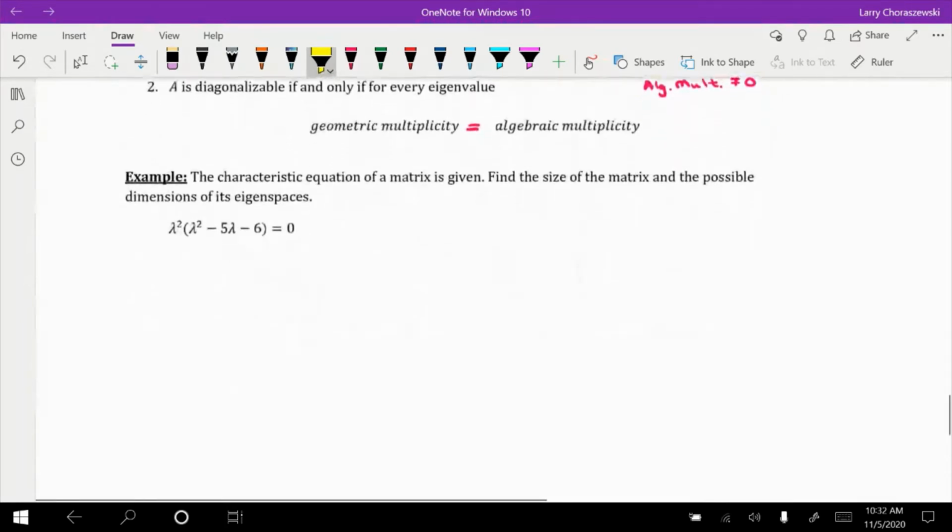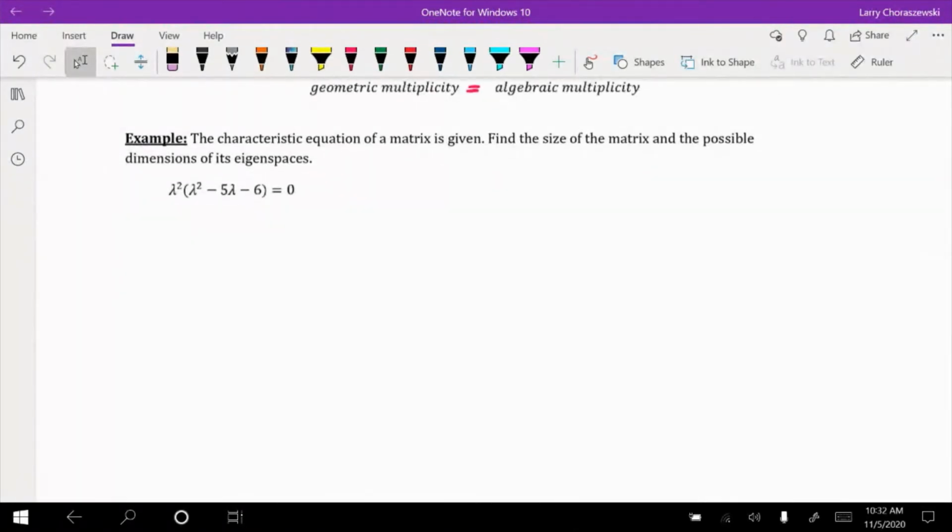With that, we're on to our last example, where we're provided a partially factored form of a characteristic equation. And with that, we want to find the size of the matrix, is one part, and then the possible dimensions of eigenspaces. Okay. Now, to find the size of the matrix, we have to determine the degree of the characteristic polynomial. Okay, so the size of the matrix is equal to the degree of the characteristic polynomial.